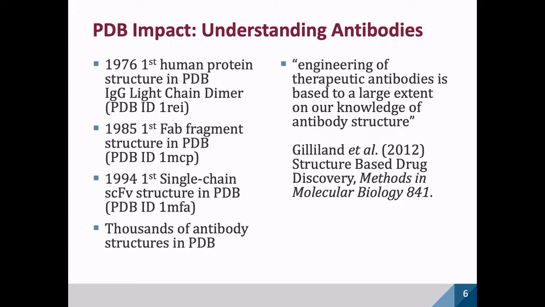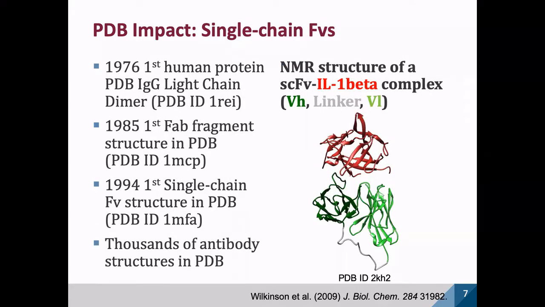Engineering of therapeutic antibodies is based to a large extent on our knowledge of antibody structure. And you can see this very clearly in the design of the single chain FV depicted here. This is Protein Data Bank ID 2 Kilo Hotel 2 using the NATO alphabet. You can see the linker between the variable regions of the light and heavy chains, recognizing this cytokine IL-1 beta.